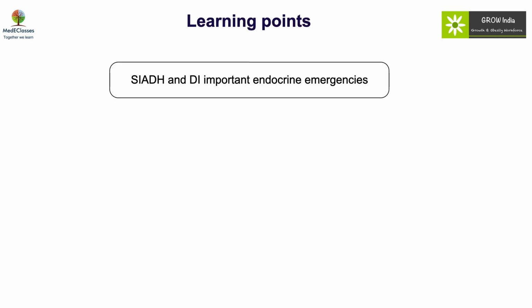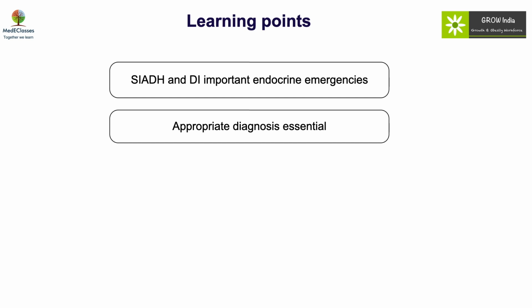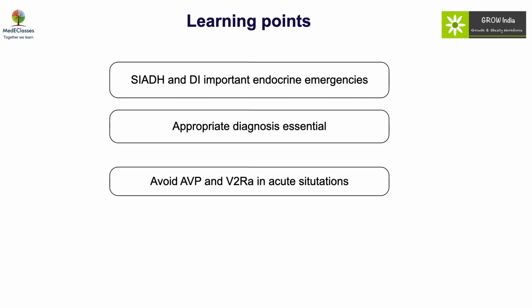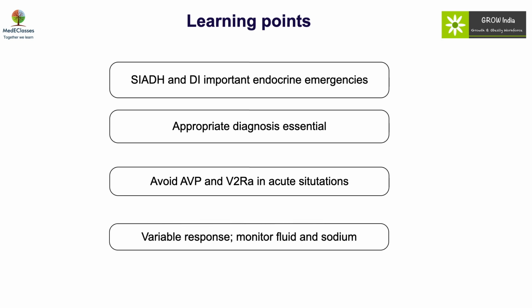So SIADH and DI are important endocrine emergencies where appropriate diagnosis is essential. We should theoretically avoid AVP and V2 receptor analogs in acute situations in children because of a lot of problems. Importantly, there is huge variability in terms of response. There is a need for monitoring of fluid and sodium, which is very, very important.